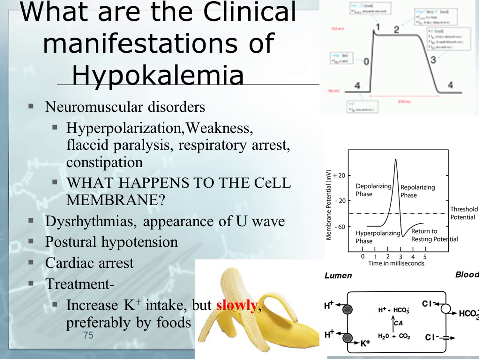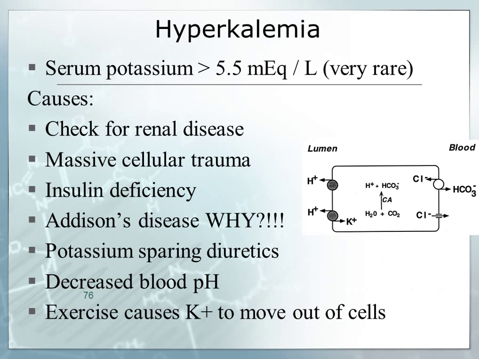And then slowly intake. And it's the opposite, hyper. So hyperkalemia, the typical causes are going to revolve around things like the kidney. Or, I said this before, you smash a muscle, the muscle releases all of that potassium into the blood. If you don't have insulin, you can't pull the potassium into the cells, so the potassium stays high in the blood.